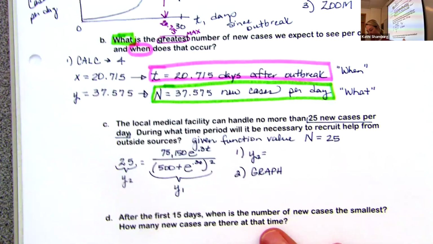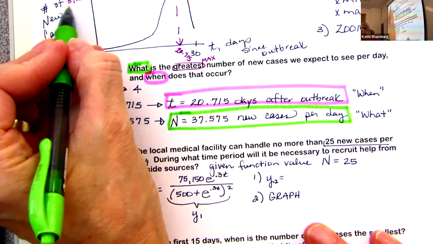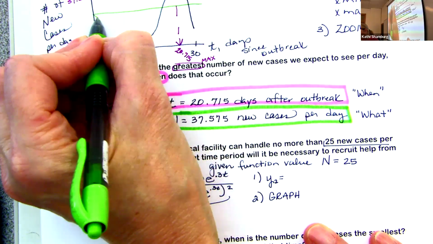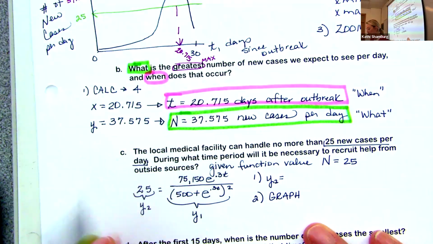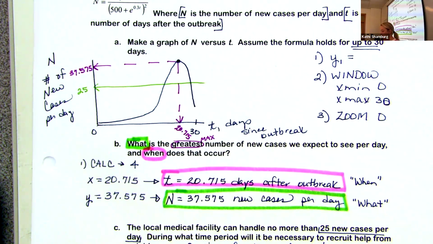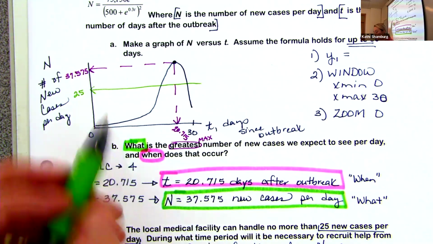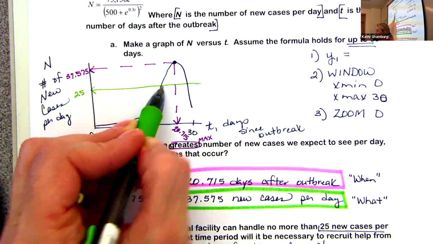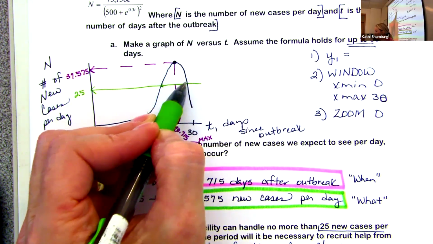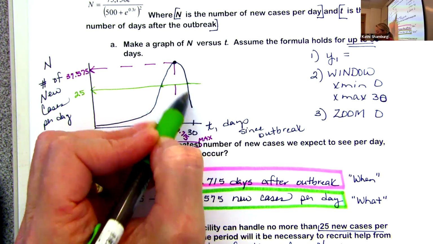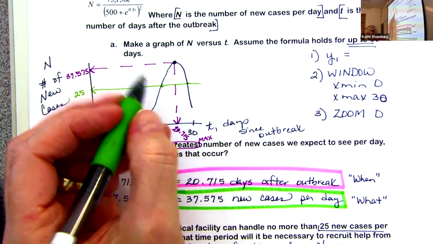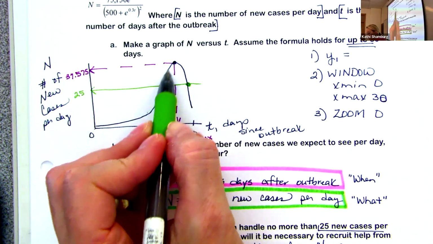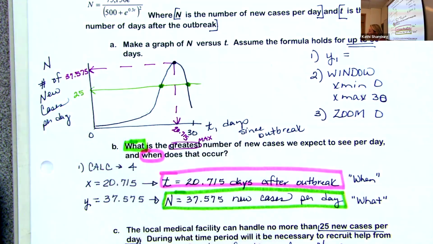Then I'm going to come up here. So here's 37 new cases. This is 25 new cases. Now, think through this. They can only handle up to 25 new cases per day. So from here up to 25, they can handle that with normal staff. Then they need extra help. And then once they hit 25 cases again, they can handle it without the extra help. So we're looking for these two intersections because it's from this day to this day that they're going to need additional help.